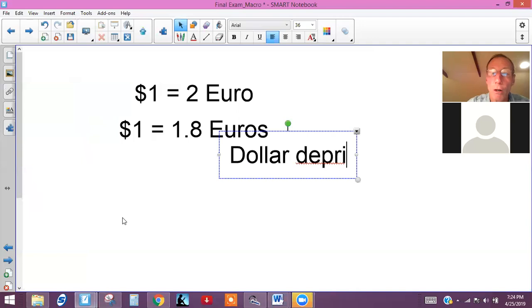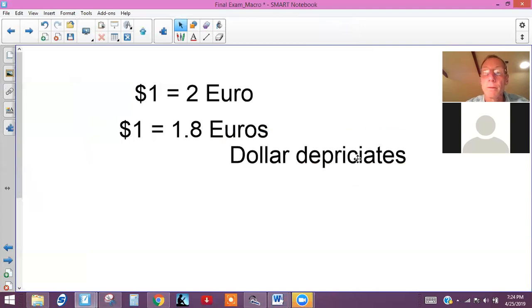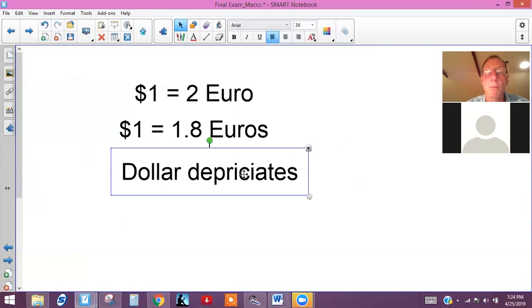Then we should know depreciate. Can I spell it? Depreciates. Is that it? Oh, I can't spell it. Depreciates. There's an E there, right? Depreciate. Actually, that's boy.